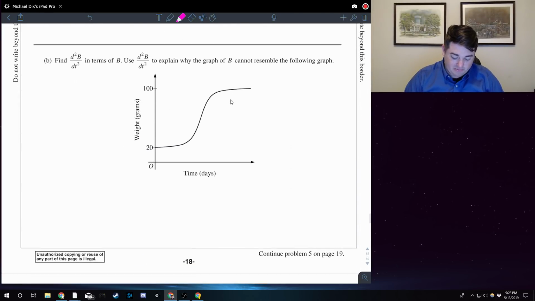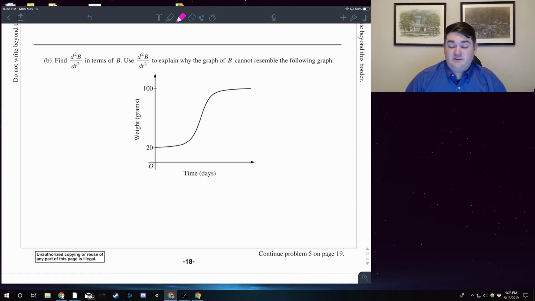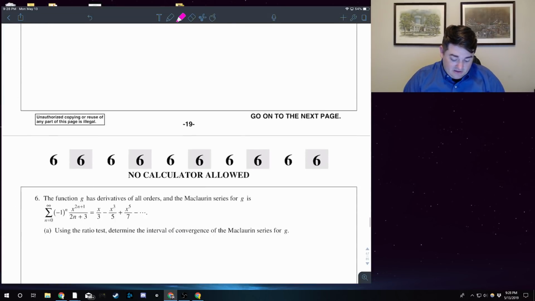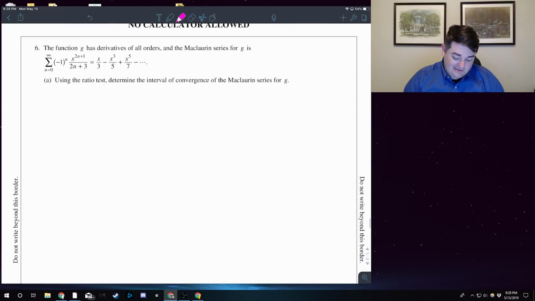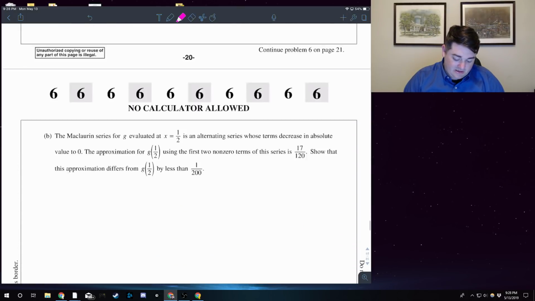Okay, great. So BC kids, you look at that and go, hey, this isn't going to be logistic. That's not a logistic differential equation. Separation of variables. And, all right, number 6.